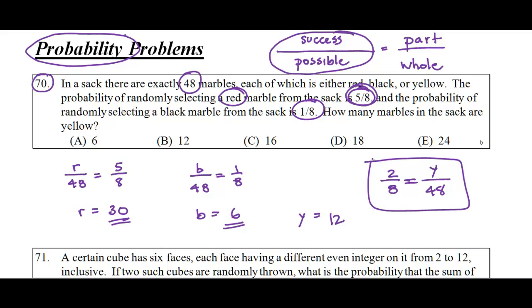So another idea is the probability, let's say, of you passing the SAT is like 95% because you took this class. What's the probability of you not passing the SAT? 5%, the other part of the whole. Right, the two parts make up the whole. I hope that's true.